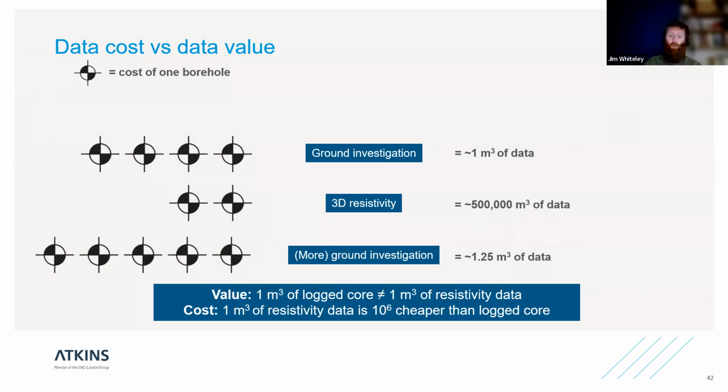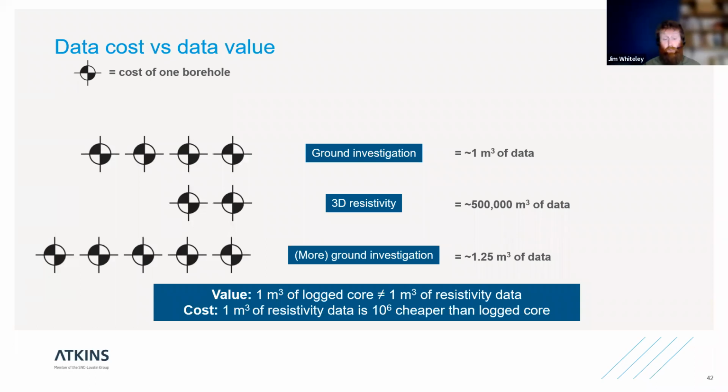So I think the point I'm trying to make is that in terms of value, I would never make the argument that 1 meter cubed of logged core is equivalent to 1 meter cubed of resistivity data. There's no way that if you went out and tried to characterize the site using just a few meters cubed of resistivity data, it's going to tell you anything useful whatsoever. But I think there is an interesting point on cost here, which is that when you look in terms of coverage, in terms of the volume of information you're getting from the resistivity survey, 1 meter cubed of resistivity data is actually 1 million times cheaper than 1 meter cubed of logged core.